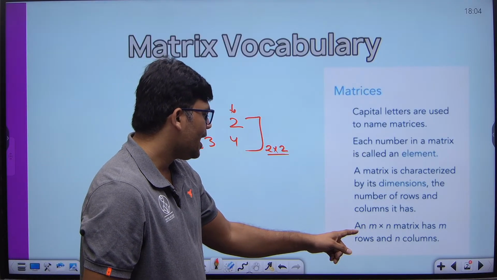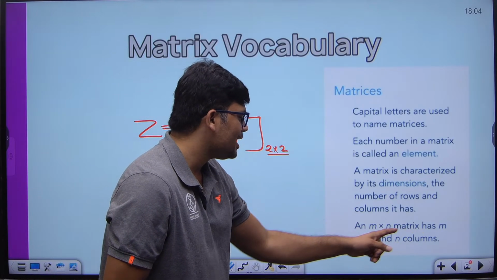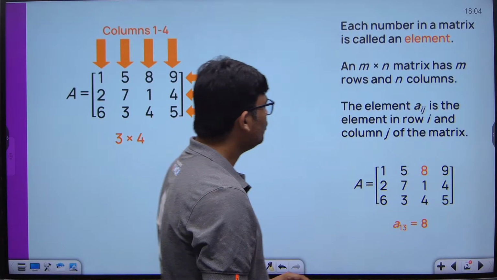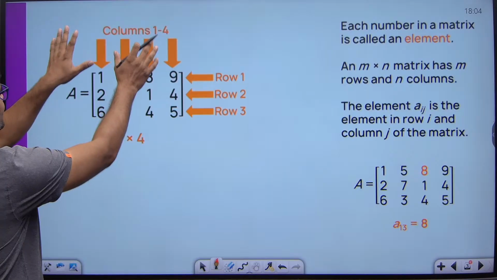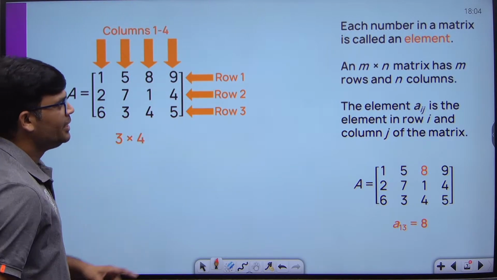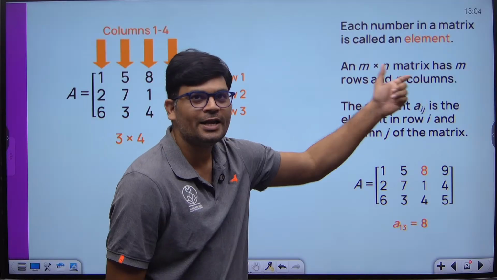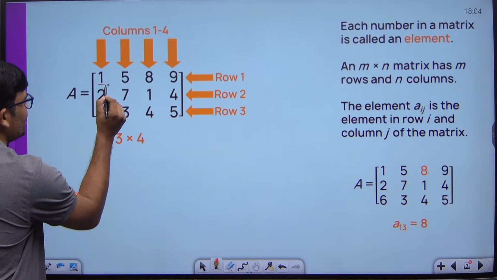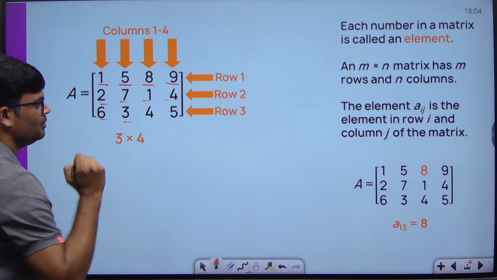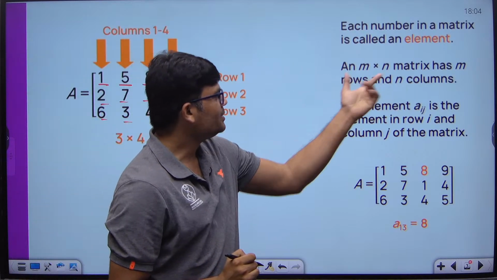An M by N matrix has M rows and N columns. Alright. Good. Now you can see these are the columns, 1, 2, 3, 4. These are the rows. Each number in a matrix is called an element. So what are these numbers known as? These are known as elements. Alright. And M by N matrix, this is already done.